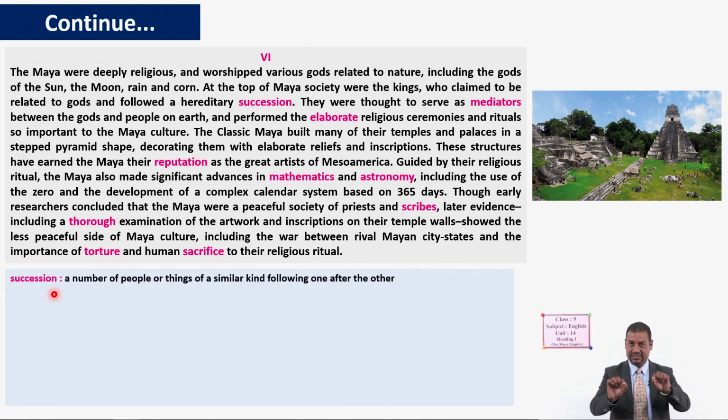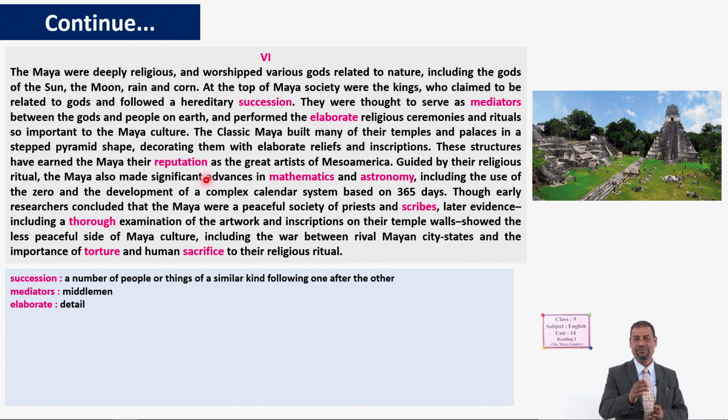Succession, you can write it down in your notebook: a number of people or things of a similar kind following one after the other. Okay. Next we have mediators, which means middlemen who play the role between two things. Dear students, we have another word, and that is, yes, you are right, elaborate. And what does it mean? Yes, detail.